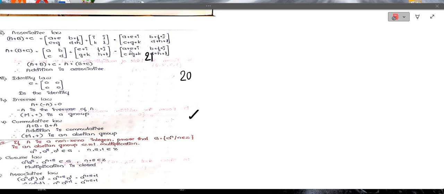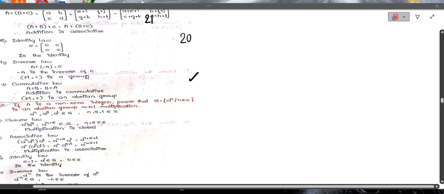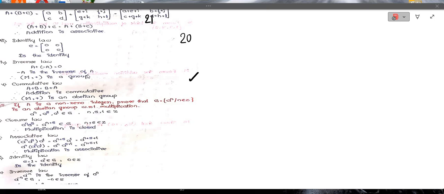Observe these two matrices are equal. Whenever RHS are equal, LHS are equal. So we can write this statement. Therefore, we can say that addition is associative. Existence of identity element. Here the operation is addition. Additive identity element is 0. So, E equals the zero matrix [0 0; 0 0] is the identity element.